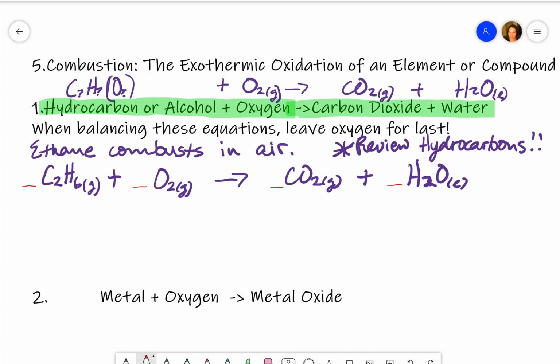So start with carbon. On the left side we have 2. On the right side, we have 1. So again, I hope you're writing in pencil because I'm going to screw this up on purpose, and you're going to see why in just a second. So I'm going to put a 2 in front of carbon dioxide.